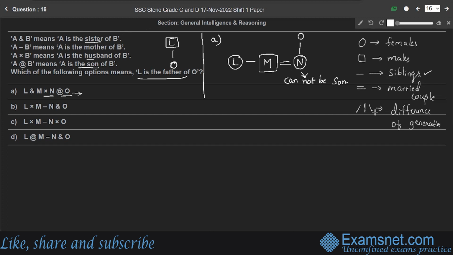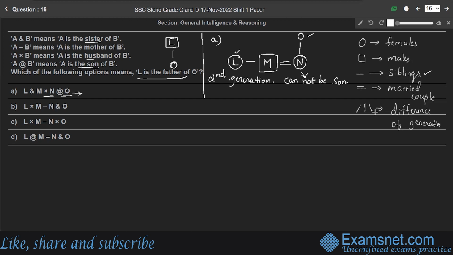Right? Here we are going to find whether L is the father of O. In option A, L is the second generation and O becomes the first generation. So L cannot be the father. Also, since L is female in option A, option A doesn't give the meaning of L is father of O.